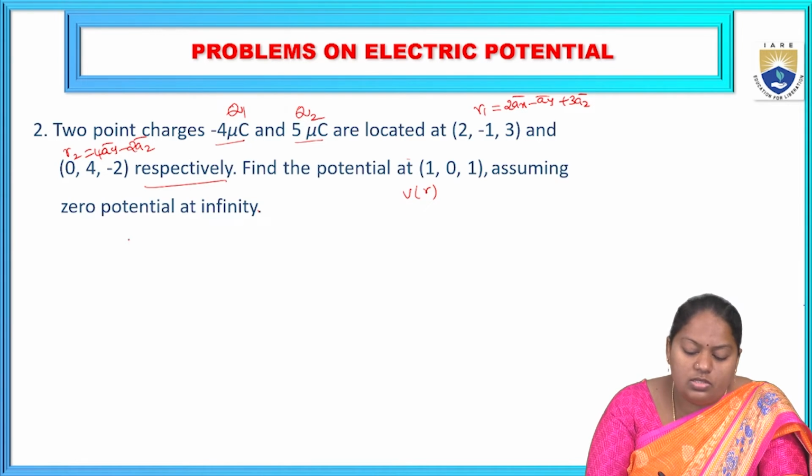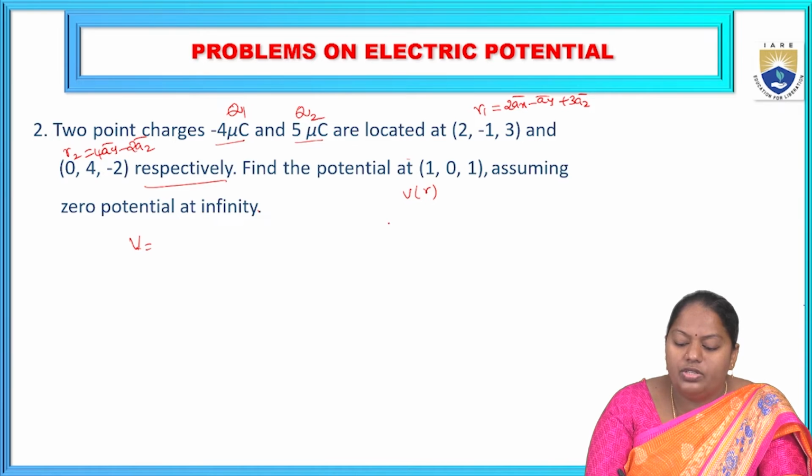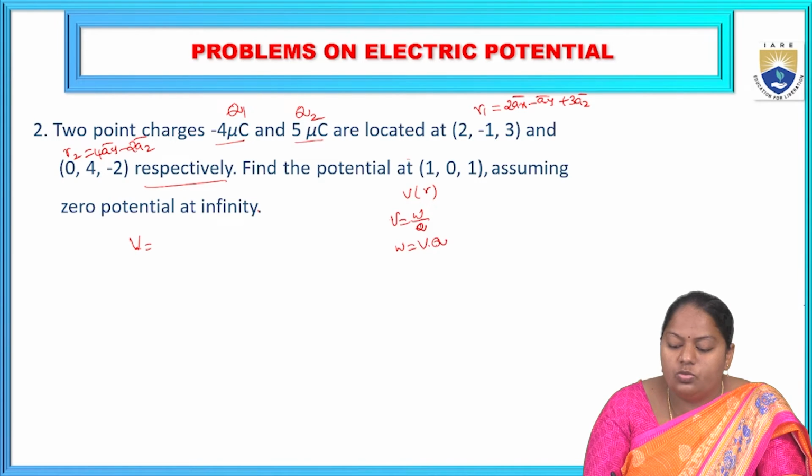The electric potential is to be evaluated. V is equal to, generally, the formula is given by work done per unit charge. Potential is equal to work done per unit charge, or work done is equal to the potential multiplied with the charges. Or electric potential V in terms of E is given by V equal to integral E dot dl, one of the formulas.